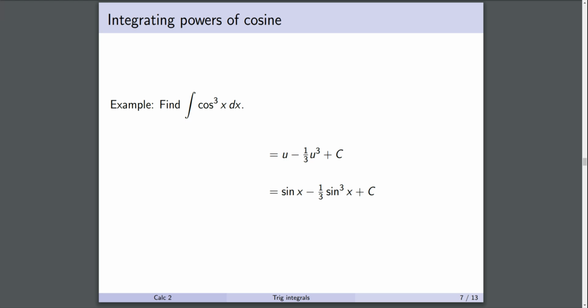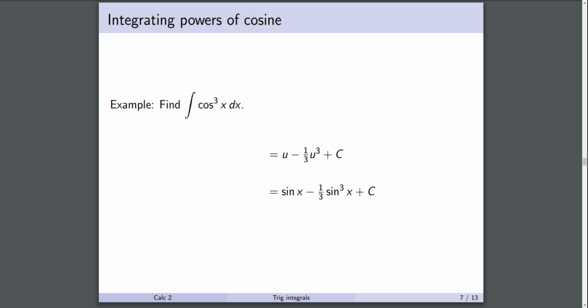The way that you would handle powers of the sine function is similar. And so if you want, you can look at the first two problems on the attached problem set. These are the related problems where you have sine instead of cosine.